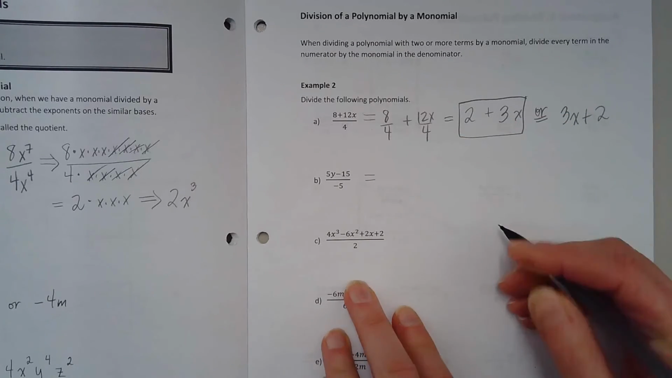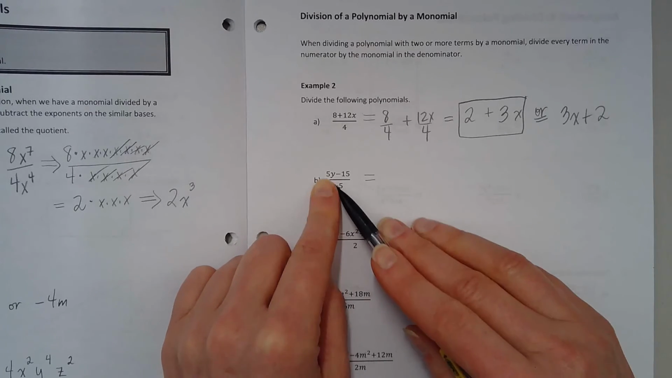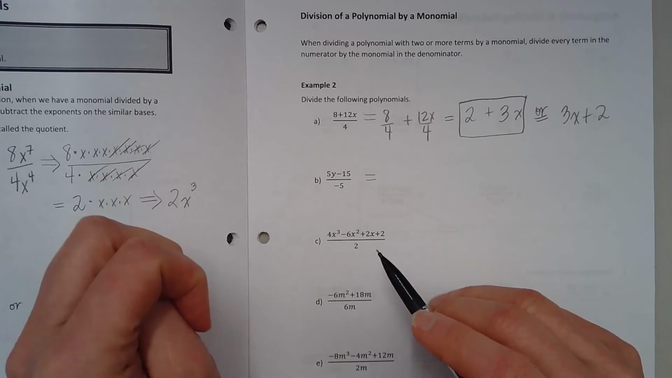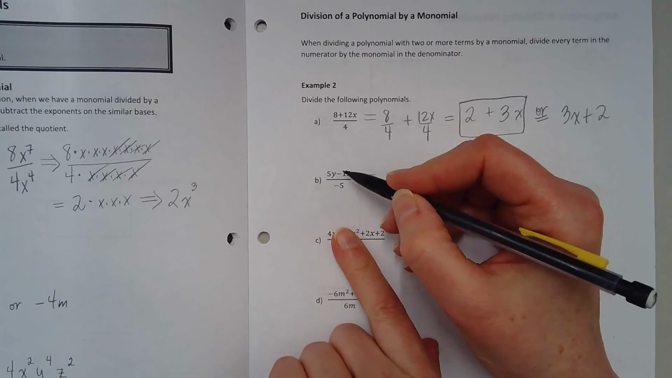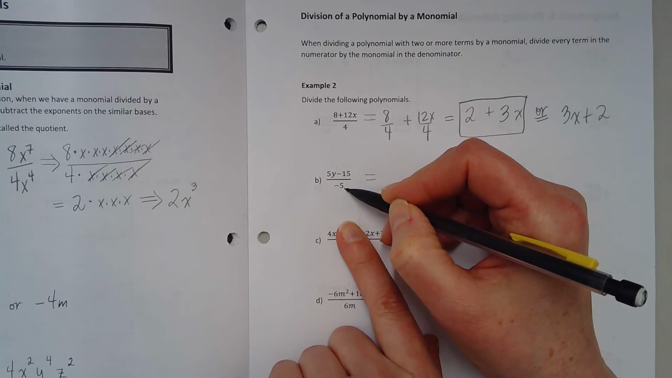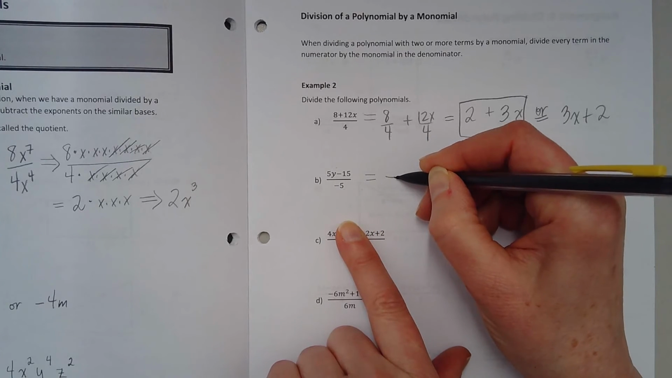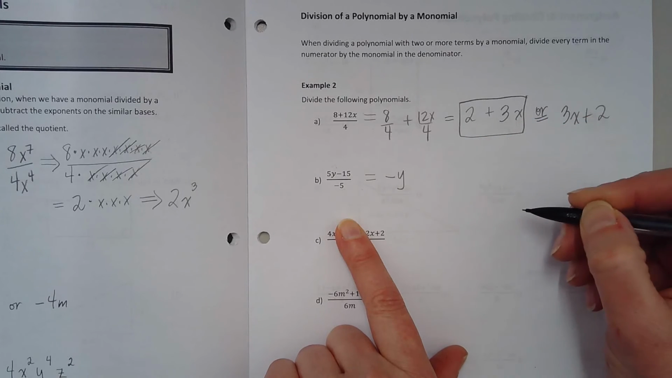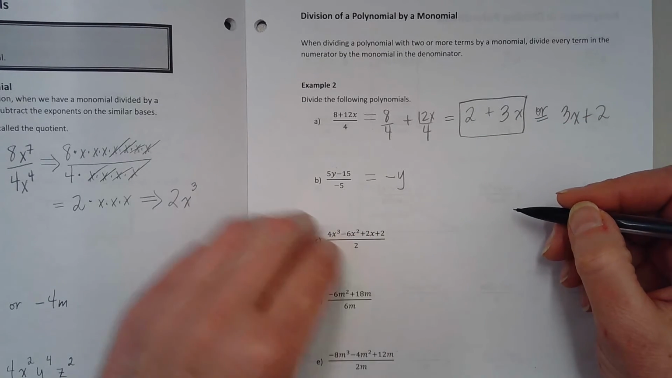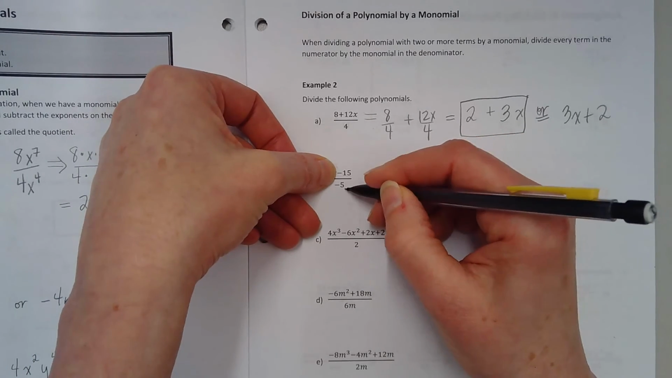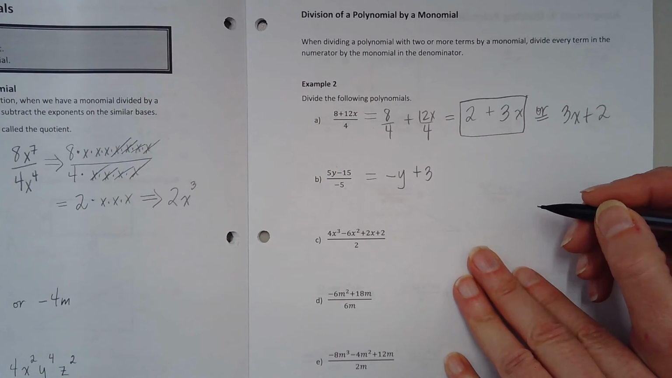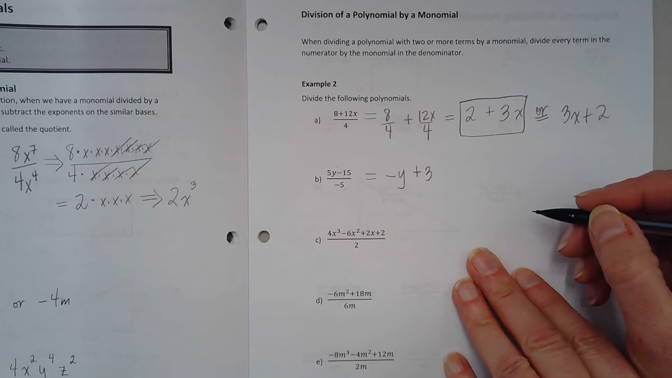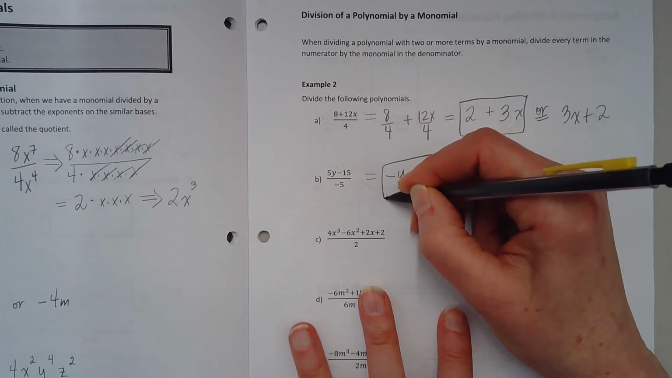Okay. Would it be okay if I just did my division without showing this intermediate step? Okay, let's try it. 5y divided by negative 5. What would that result in? Negative y, right? Negative 1y or negative y? Okay, so I've done that division. Negative 15 divided by negative 5. Positive 3. Yep. Now that's actually written in proper order. The constant's at the end.